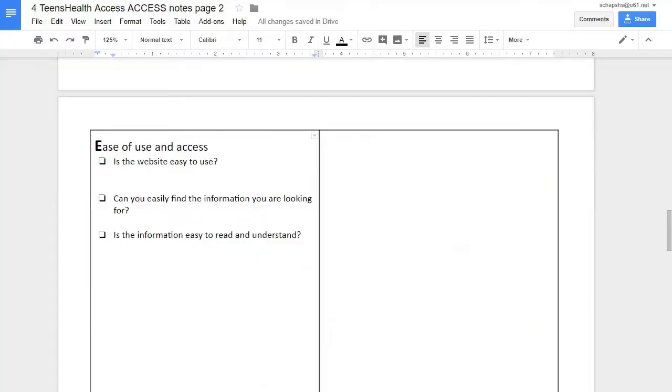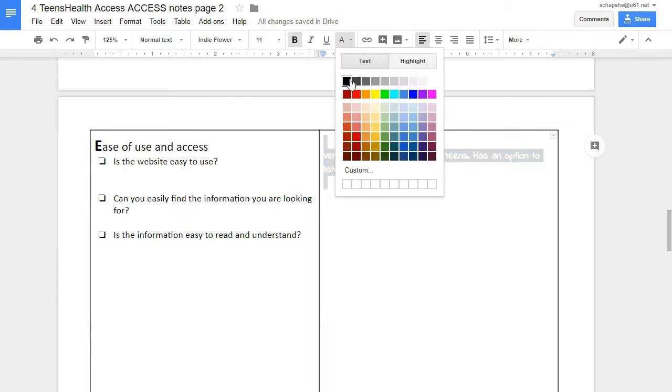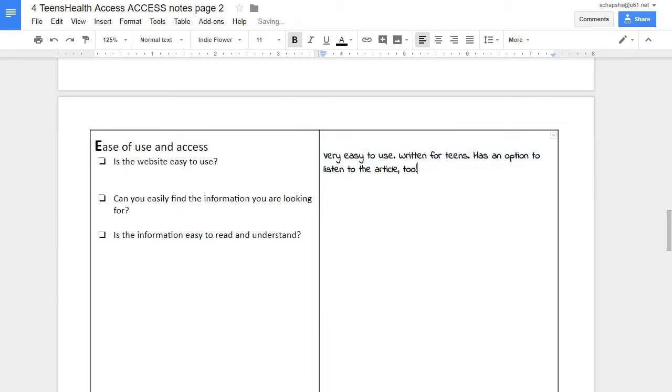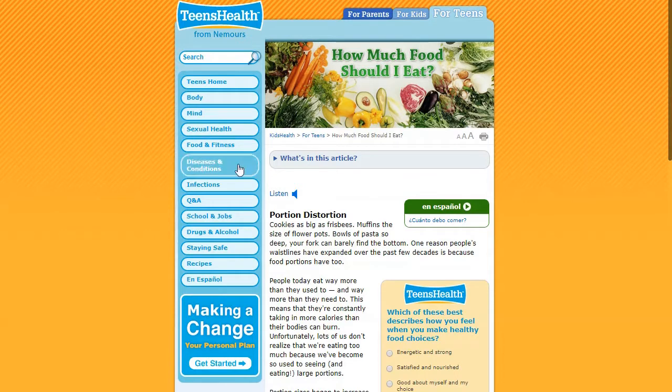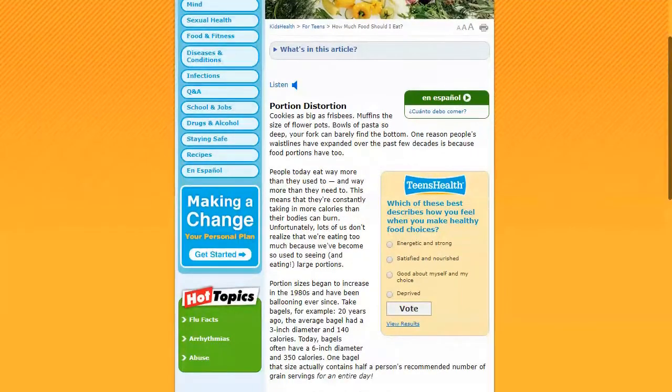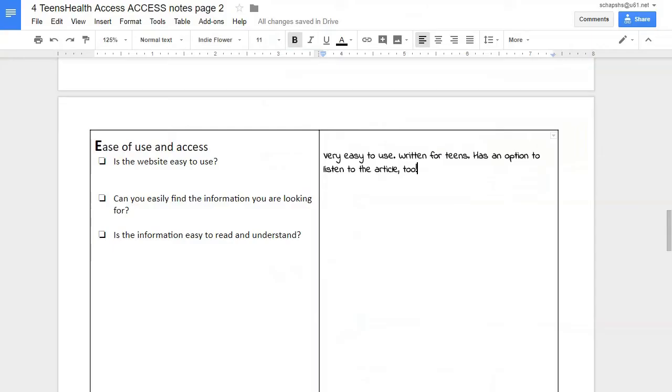So, as I look at the access checklist, I want to make a note to myself that it does seem really easy to use. The language that's being used in the site is teen friendly. There's not a lot of doctor speak. It does have the ability to listen to it as well. So I would say that this is an easy website to use. It's very organized, easy to navigate.